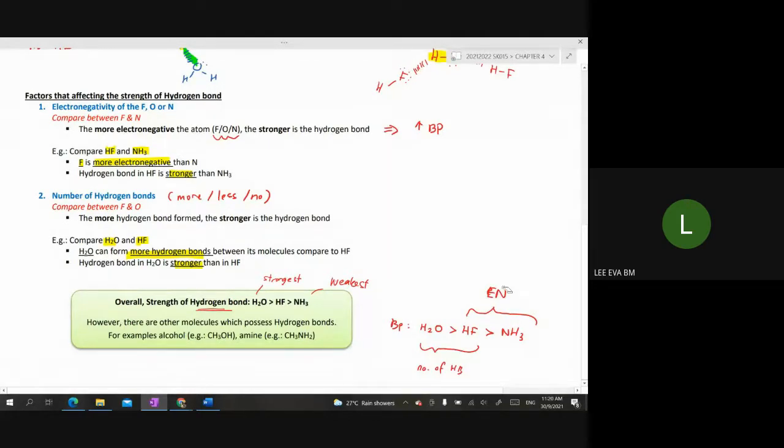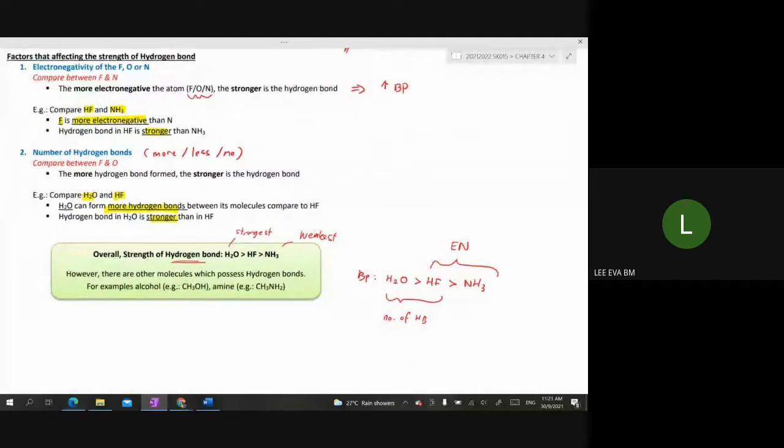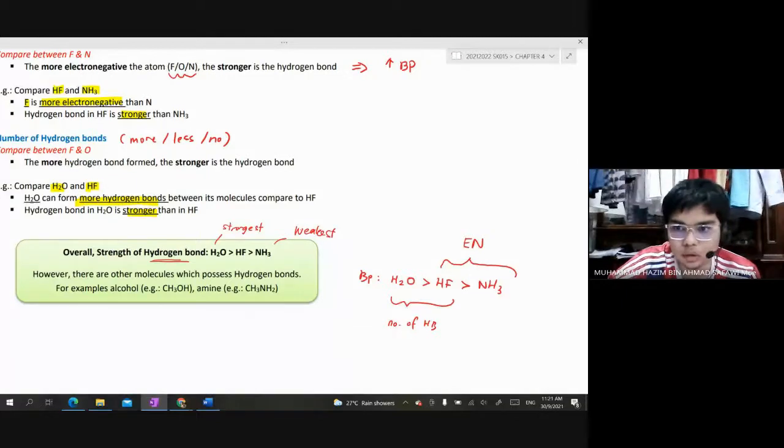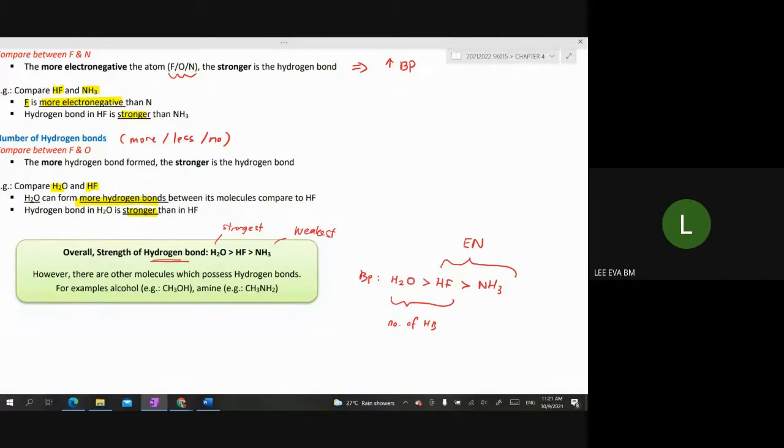Okay. Is that good for the comparison? H2O, HF, and also NH3. Any questions for the comparison of H2O, HF, and NH3? No, madam. I think everything's alright. Okay, good.